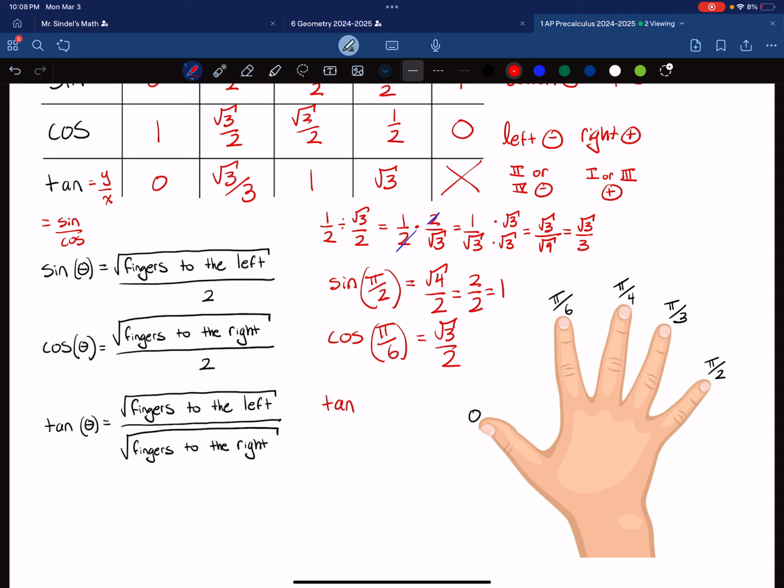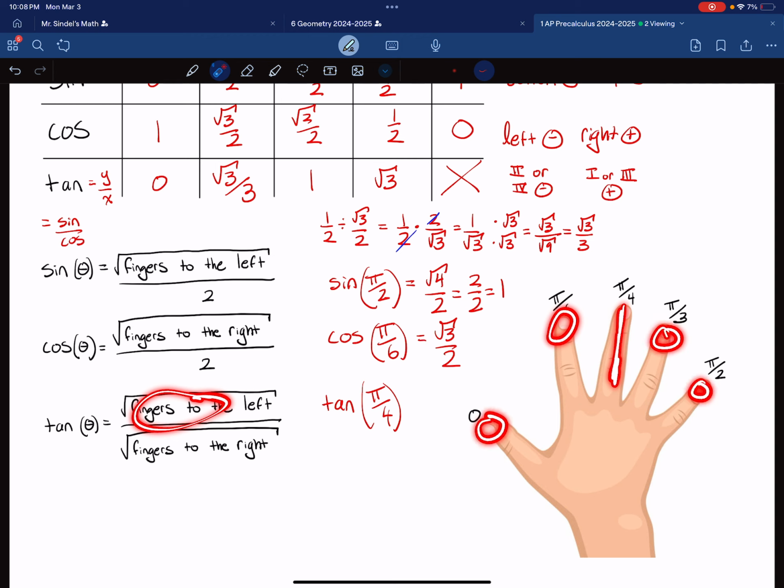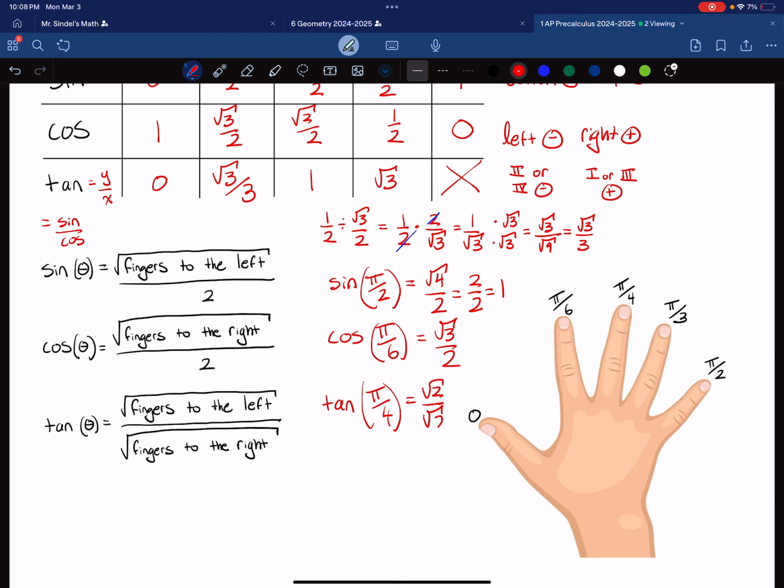Let's give an example. I want to do tangent of pi over 4. This one's kind of fun. Pi over 4 is this middle finger. Give them the pi over 4, guys. And then you can say, okay, there are 2 fingers to the left, and there are 2 fingers to the right. This is going to be equal to the square root of 2 divided by the square root of 2, which is just 1. And again, you do have to sometimes rationalize your denominator.